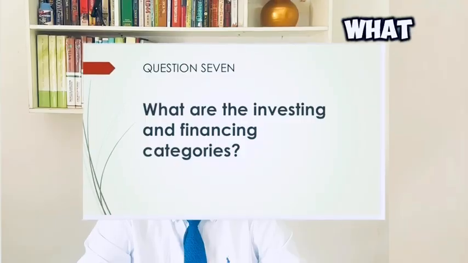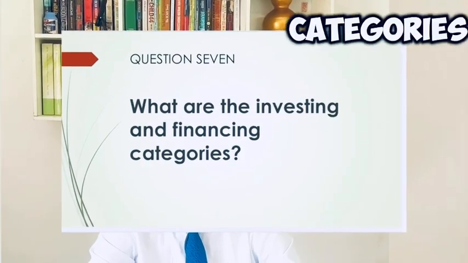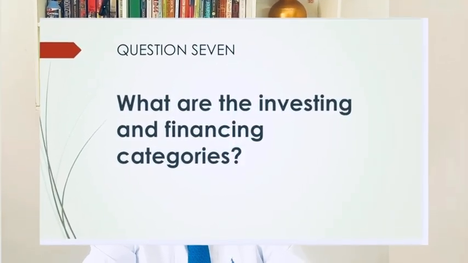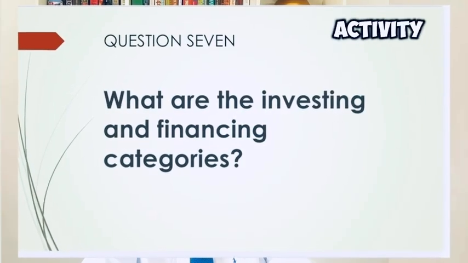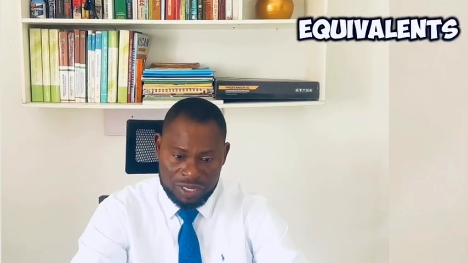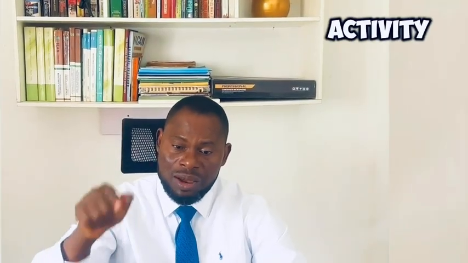Question number 7. What are the investing and financing categories? Now, the investing category covers activity from equity investment, that is associates and joint ventures, income or loss from other investments, and interest income from cash and cash equivalents. The financing category, on the other hand, covers activity on liabilities and the impact of interest rate fluctuations on liabilities such as pension discount rates.